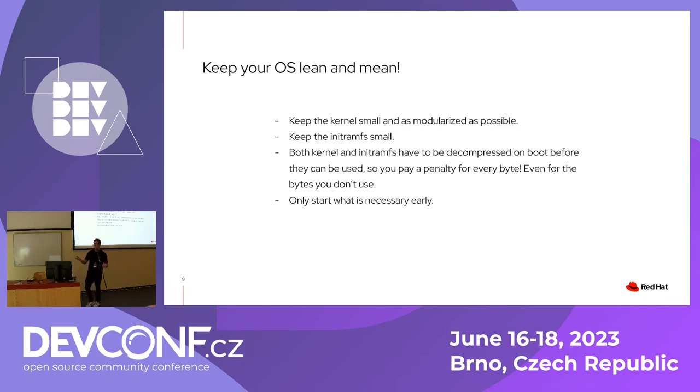These are some generic tips just to boot things quickly. They're probably obvious, but sometimes they aren't. Keep your kernel as small as possible and as modularized as possible. Anything that can be a kernel module probably should be. And keep the initramfs small. The kernel and initramfs must be small, because you pay a penalty for every single byte, since every single byte has to be decompressed before you can use it. So they're just generic tips.